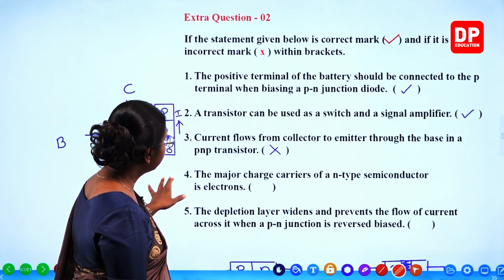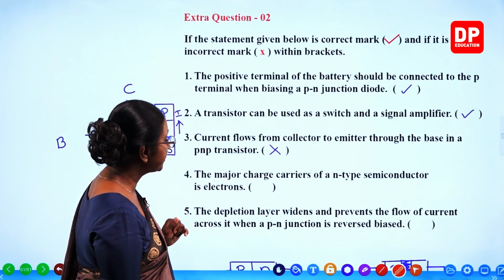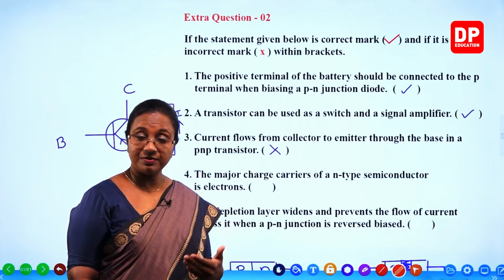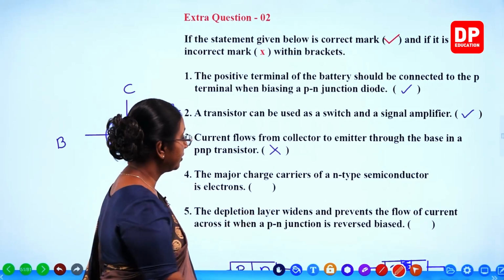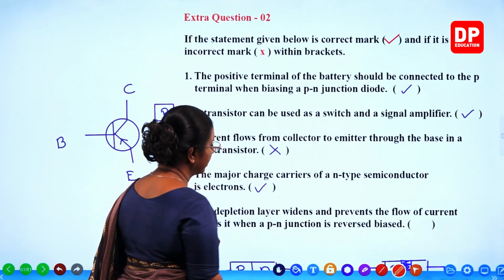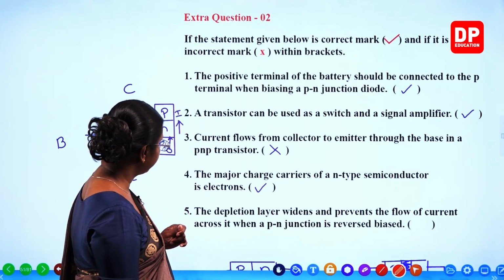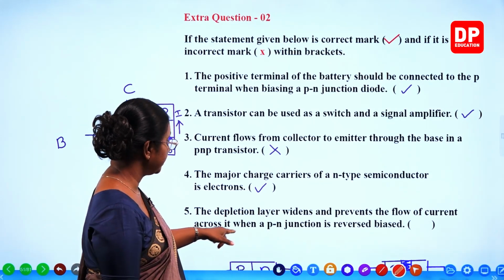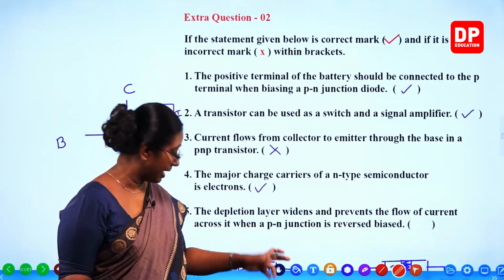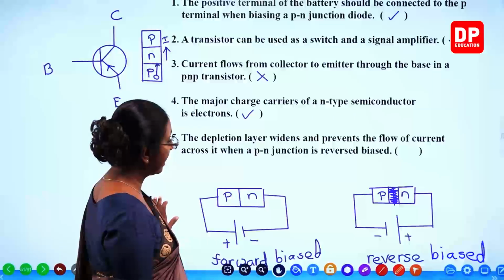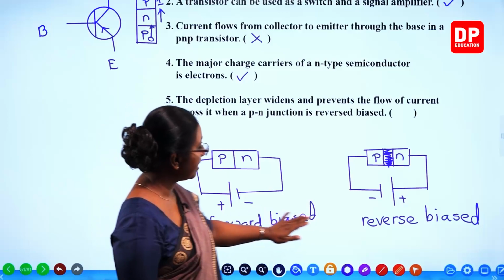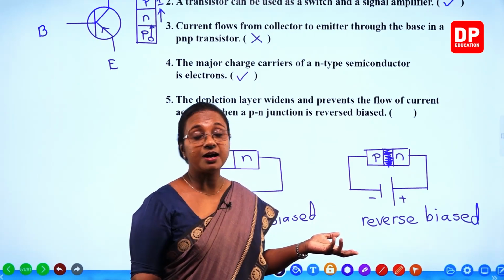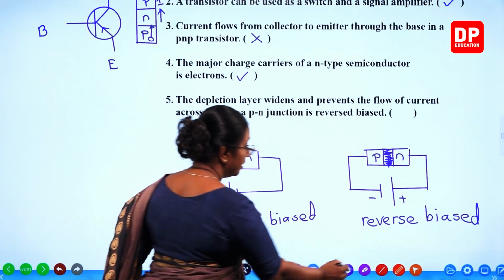Then the fourth one, the major charge carriers of an N-type semiconductor is electrons. That's correct. Now if it is P-type, holes, positive type, N-type, negative type. So negative type, electrons are negative. So that is correct. Then the fifth one, the depletion layer widens and prevents the flow of current across it when a PN junction is reverse biased. I already showed you all that. Here you can see this is forward biased, reverse biased. The depletion layer widens and prevents the current from flowing. So that is also correct.